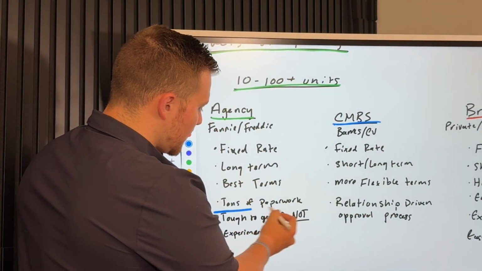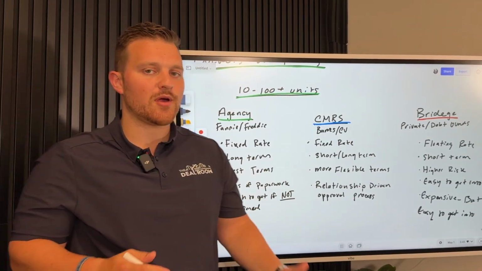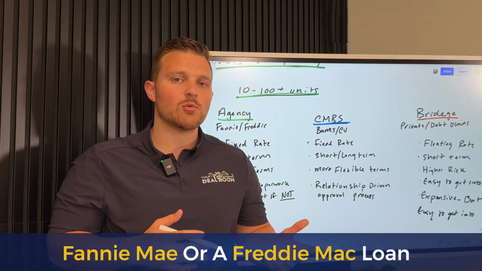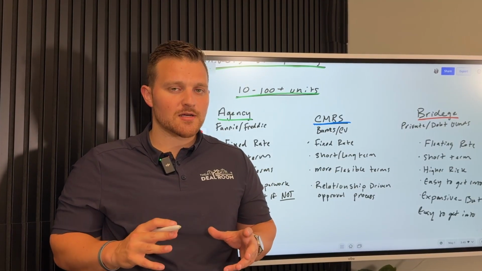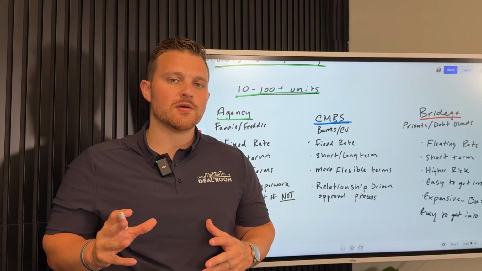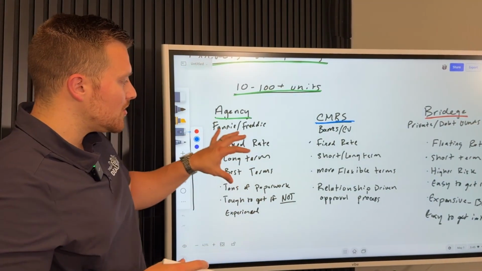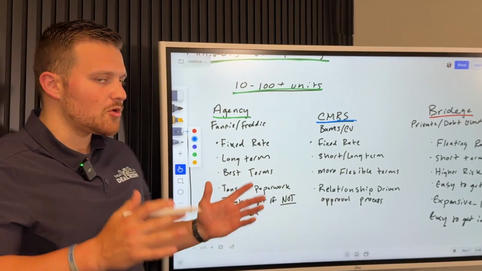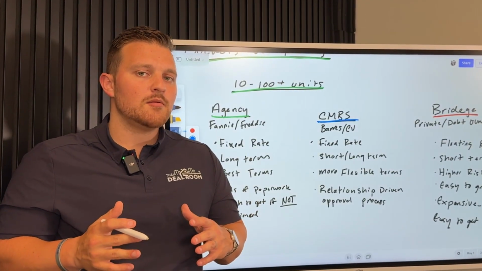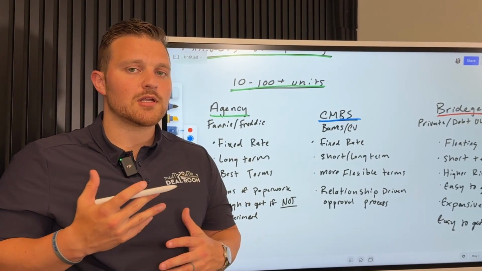So the paperwork and the scrutinous process that you have to go through to get a Fannie Mae or a Freddie Mac loan is very tough if you don't have the experience with them, so you end up having to bring in a partner. It's harder to get into because it's cookie cutter and you have to check their check boxes. But if you can get it, generally you're going to get the best terms.